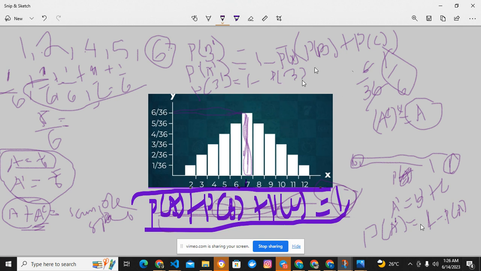You remember we said each of the probabilities here is 1 over 6. So the probability of getting 3, if 3 was included, is 1 over 6. So it will now be 1 minus 1 over 6. And if you find the LCM here, 6.